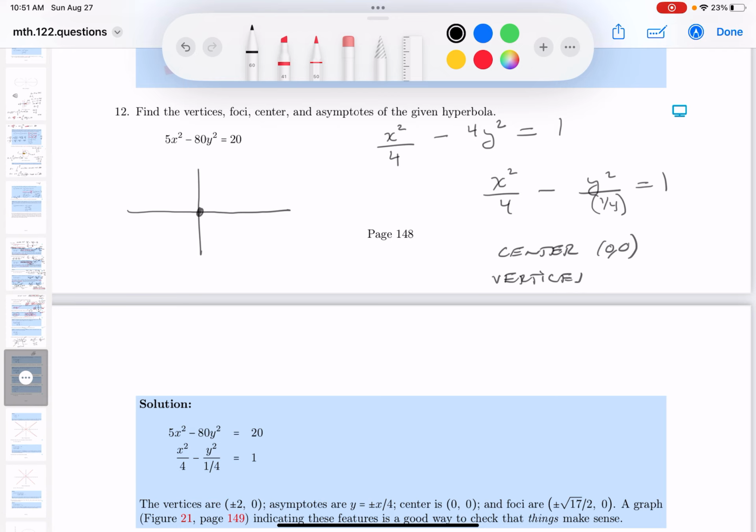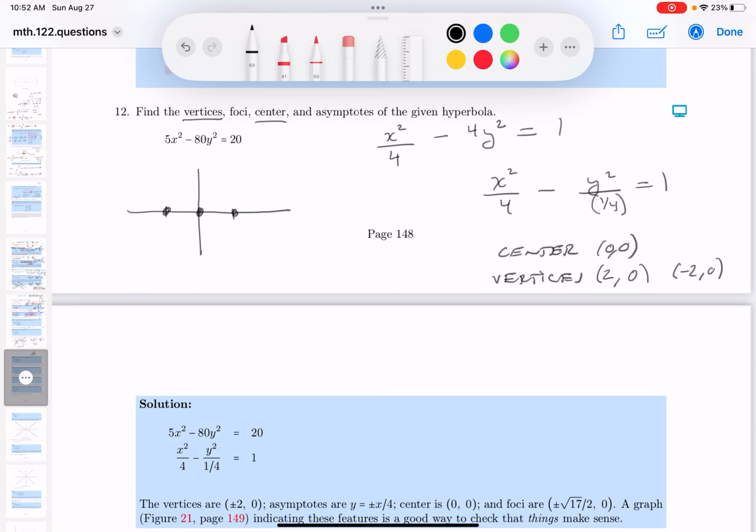And again, are they asking for these things? Well, they asked for the center, and they asked for the vertices. Let's write that down. What's that going to be? Well, I'm going to set the y to be 0, and the x would be plus or minus 2. So let's put that down. I'll just ballpark it. So that's 2 there, minus 2 there. All right, that's done. Let's do the foci.